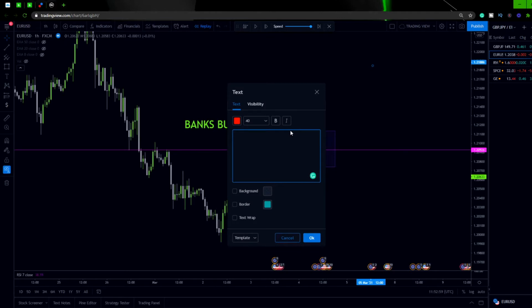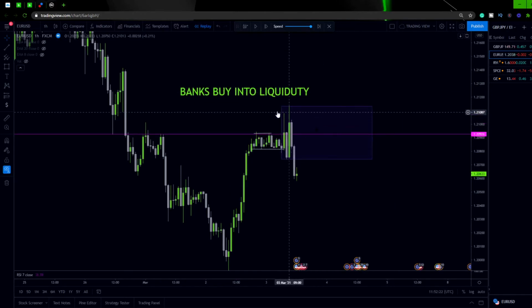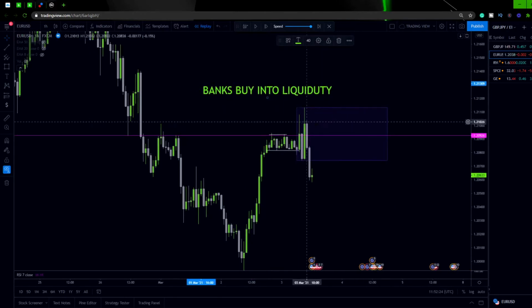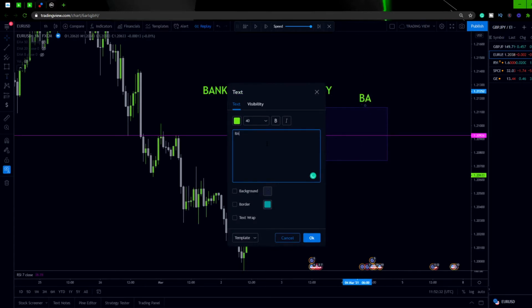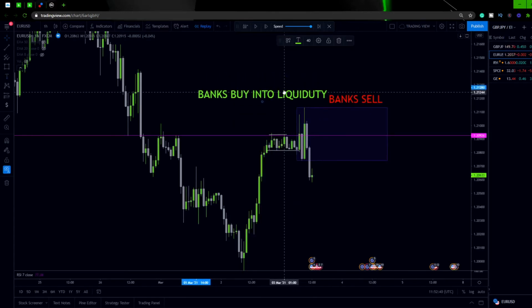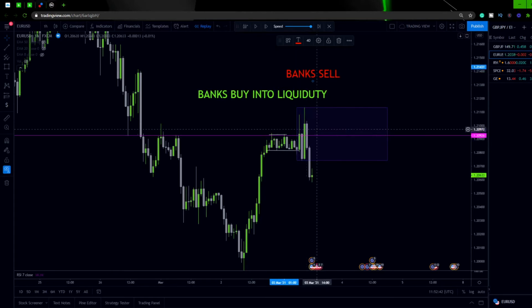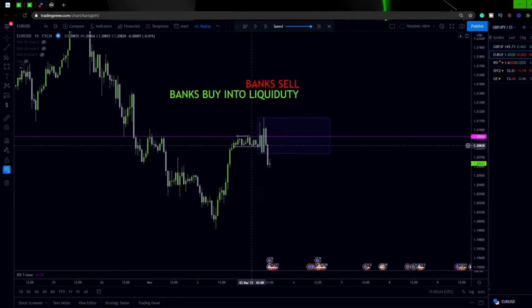So a good thing to remember is banks buy to sell and sell to buy. So banks buy into liquidity, and once they've taken the liquidity or they've got enough liquidity to accumulate their sell orders, they will sell the market. So banks buy into liquidity, and then once they run liquidity, they sell off. And when this happens, this move here is called an order block.